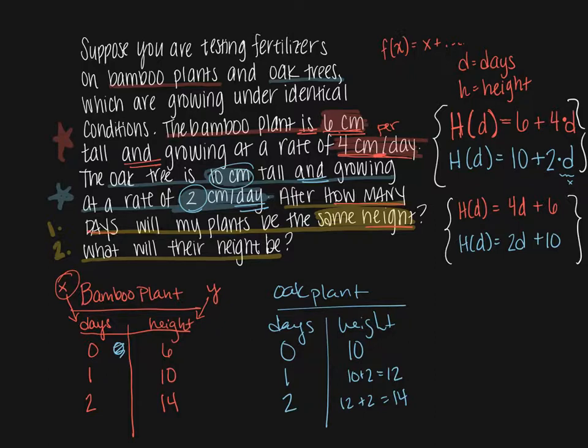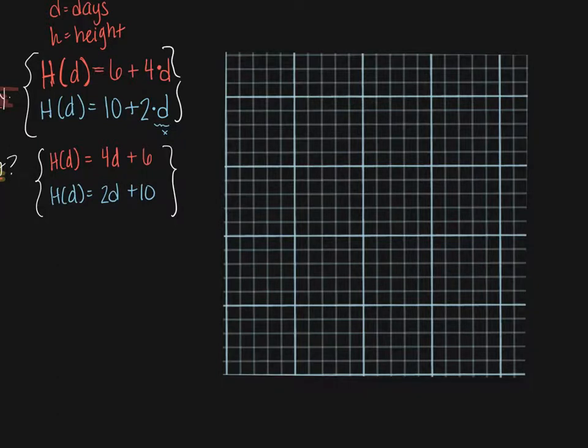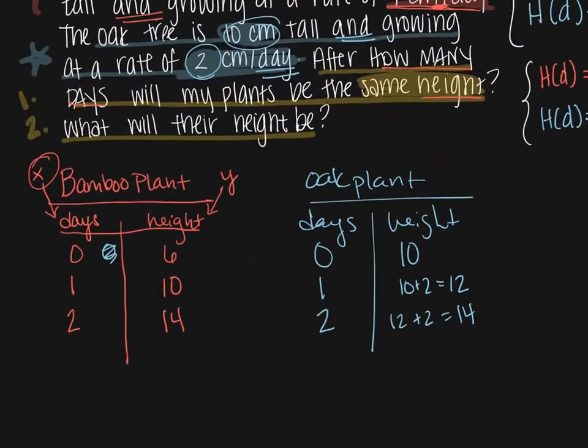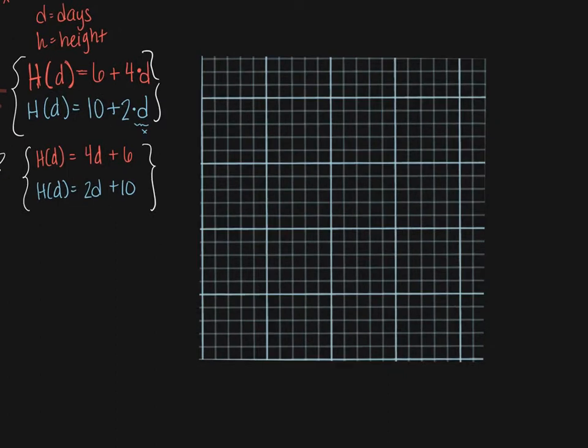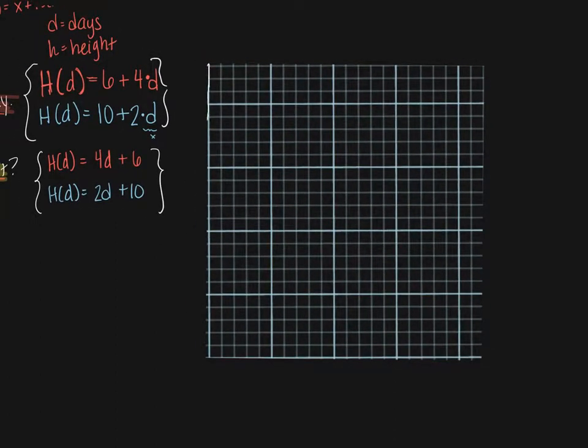Now I can pull out my handy-dandy graph. And as I'm thinking about my graph, I don't want to do a traditional graph like this. And here's why. Is it possible for me to have negative days if I look back at my numbers here? No. I'm starting at day 0 here and day 0 here. And I'm going up in terms of days. So these are positive days. So I'm going to end up labeling my graph in only the first quadrant because I know everything's going to be positive. My oak tree isn't going to shrink. Neither is my bamboo plant. So they're only going to get taller.